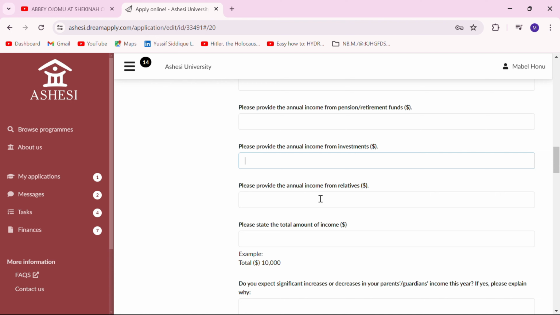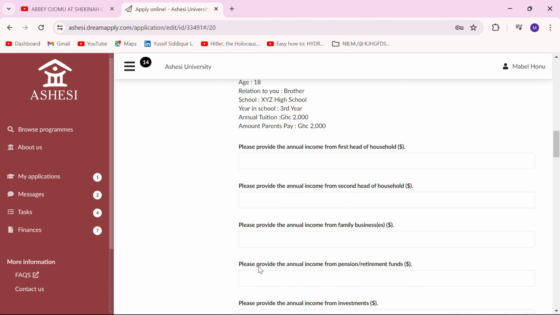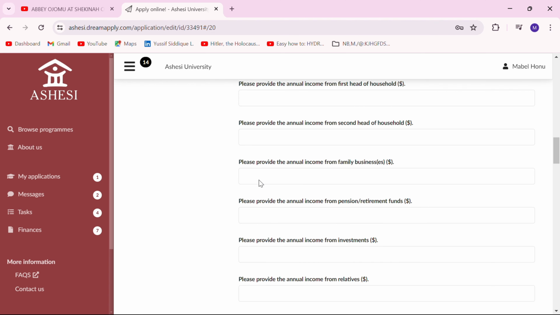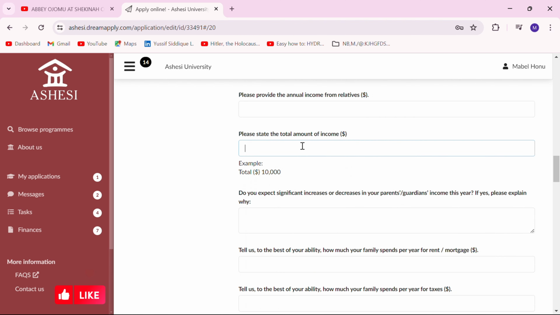So say you yourself you are working, or you have other siblings who are working, find their monthly income, convert it to the annual income, then you just convert it to dollars, and then you put the value. So after you are done with all of this, you want to get your total amount of income. So you just add everything here and then you put it here. Since all of this have already been converted to dollars, you just sum them up and then you have the total.